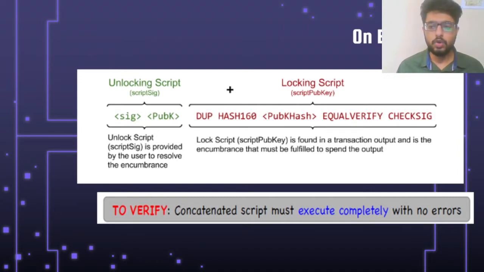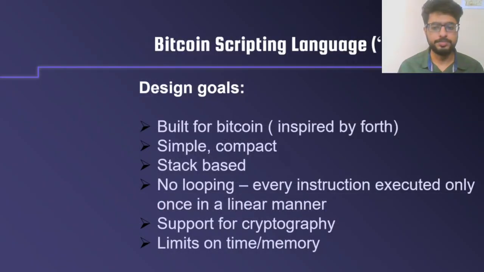There are only two possible outcomes when a Bitcoin script is executed. It either executes successfully with no errors, in which case the transaction is valid, or if there's any error while the script is getting executed, the whole transaction will be invalid and shouldn't be accepted into the blockchain.